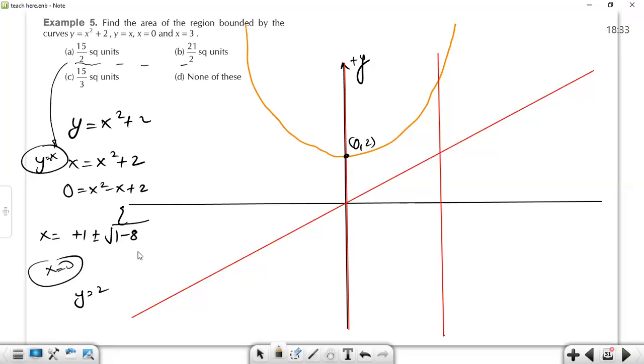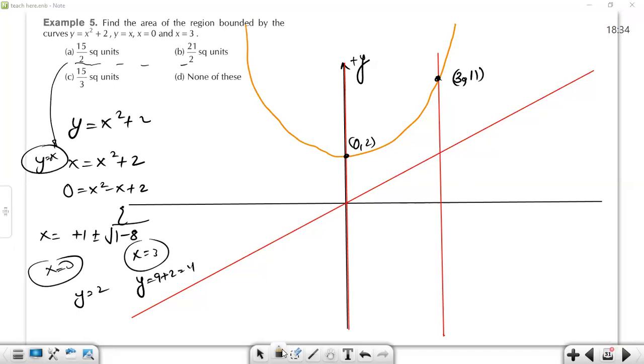Now checking for x equals 3. For x equals 3, y becomes 9 plus 2, 11. So yeah, it is also touching this point, x equals 3, y equals 11. So these two straight lines are also touching it. Now we have to find out the area bounded by these curves.